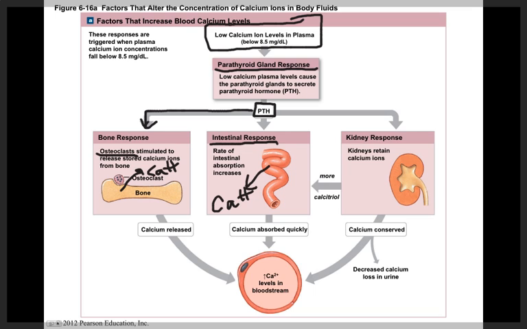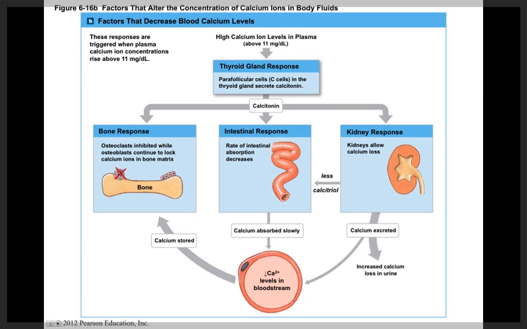And it also will respond by having the kidneys reabsorb more calcium. So the kidneys, instead of urinating the calcium out, will reabsorb more calcium into the body. The net effect is we get more calcium in the body. The parathyroid gland causes an increase in the amount of calcium in the body. Let's look at this example. Say we are not in homeostasis and we have a high level of calcium in the blood.